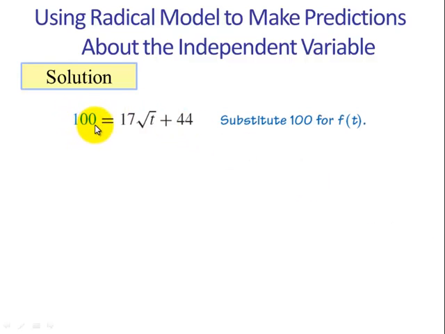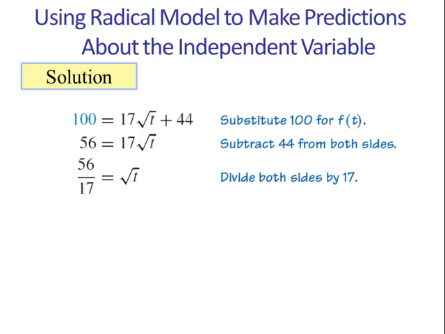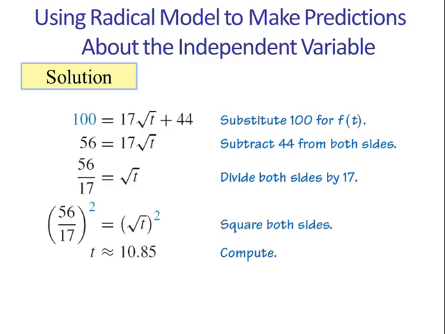Solution: we substitute 100 in for f of t. We're going to solve for t. Our first step is to subtract the 44. We get 56 equals 17 times the square root of t. Next we divide by 17. Next, to cancel out the square root, we square both sides. And approximating 56 divided by 17 squared, we get t is approximately equal to 10.85.